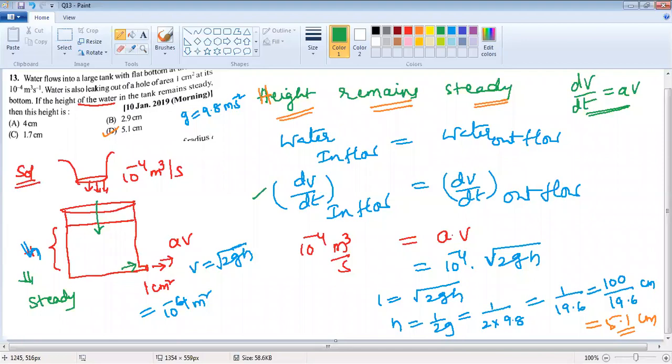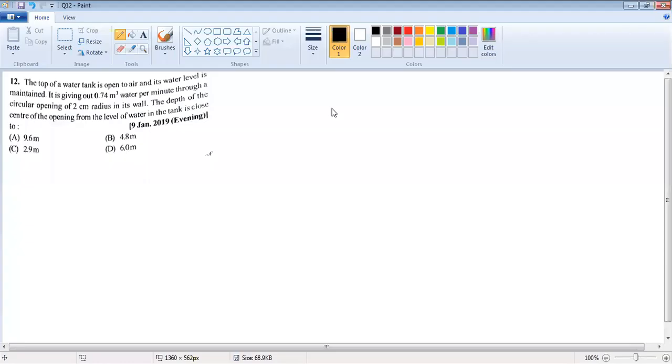This answer is 5.1. Look at this question here. The top of a water tank is open to air and its water level is maintained. Just look here, water level is maintained.